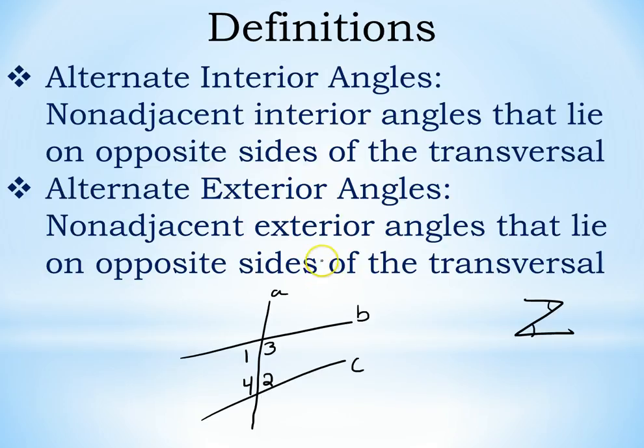Now, alternate exterior angles, same concept. They're on opposite sides of the transversal, but now the key word is exterior, so they're outside the two coplanar lines. Angles 5 and 6 would be considered alternate exterior angles. Opposite sides of the transversal, left and right side, but they're both outside our coplanar lines. And so are angles 7 and 8.